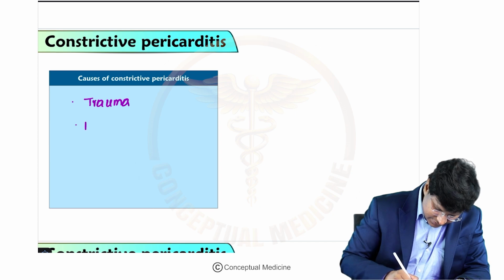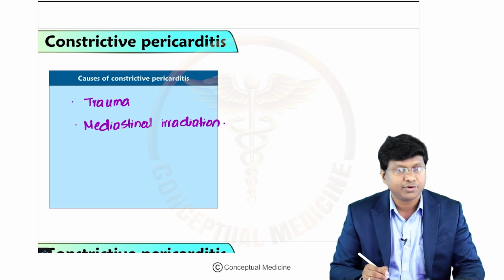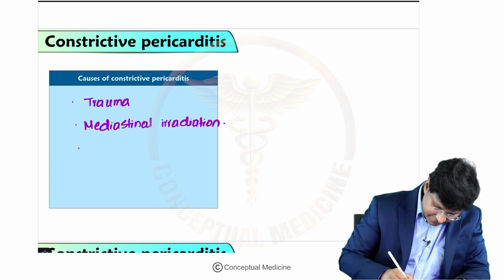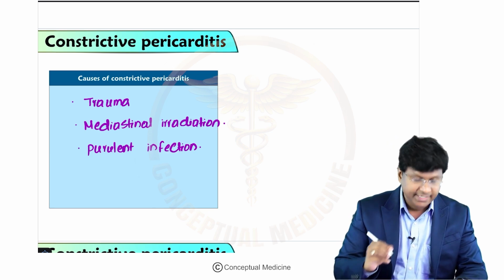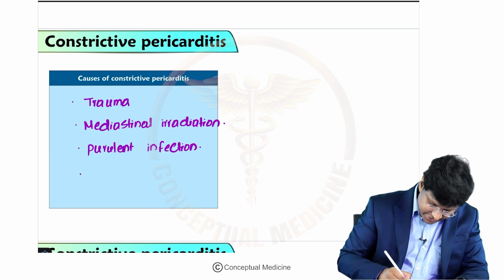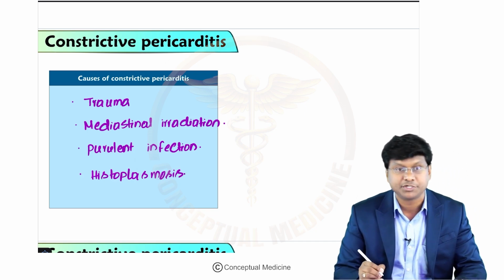Then mediastinal irradiation is another important cause of constrictive pericarditis. Then purulent infection is a very important cause. Then we also have fungal infection, and this particular fungal infection includes histoplasmosis. Even this can cause constrictive pericarditis.